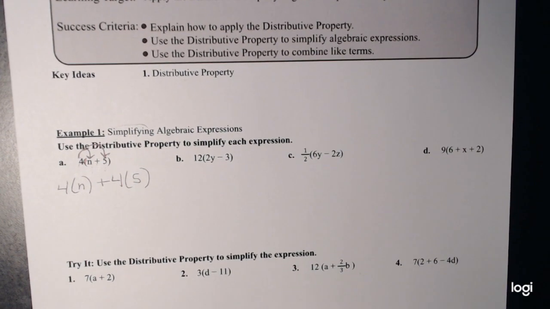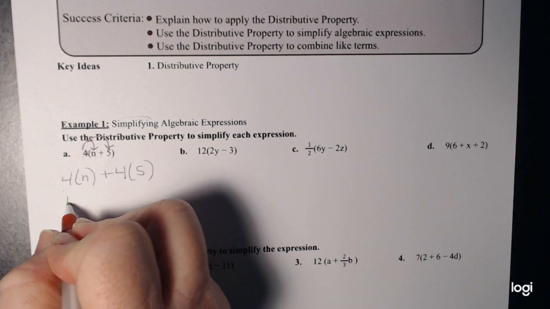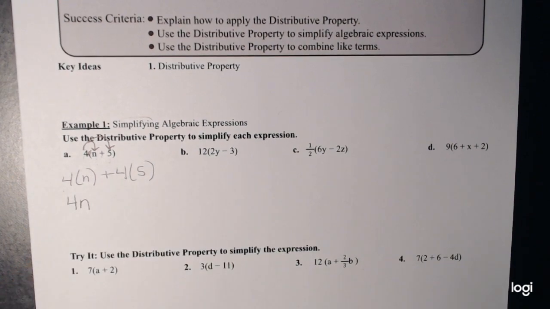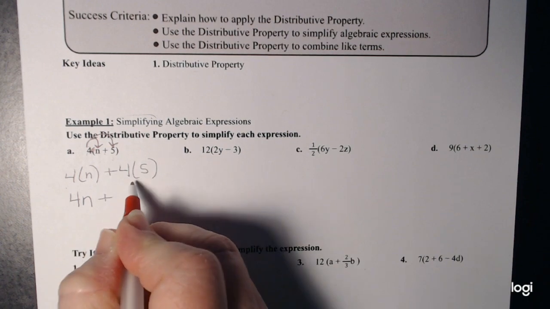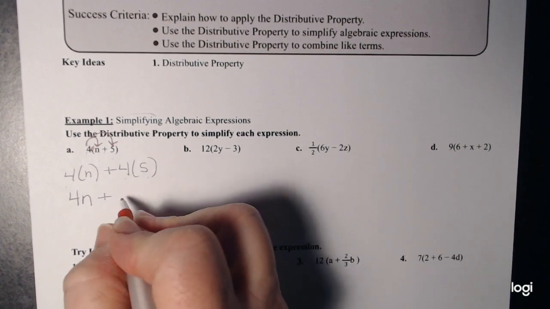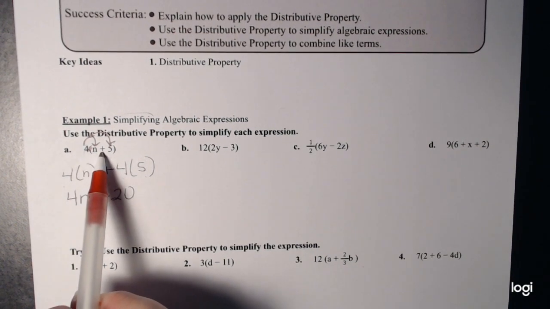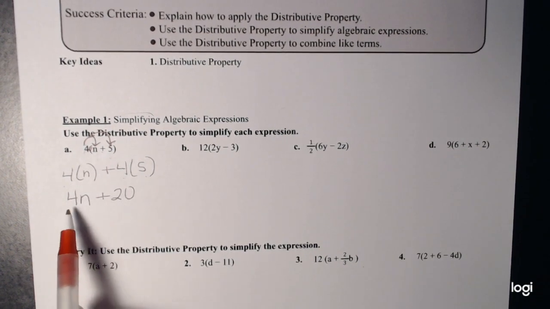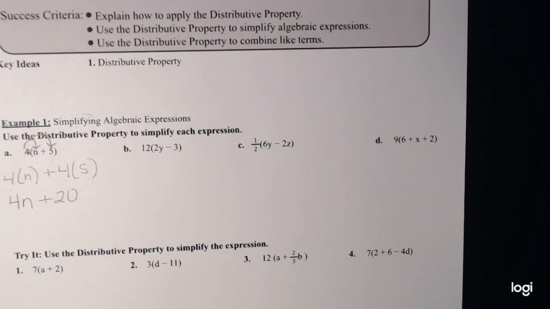Now we're going to see if we can simplify it. Well, 4 times n is basically 4n. We don't know what n is, so we can't simplify that. 4 times 5, well, we can simplify that, it's 20. So we took the distributive property and made a simpler answer, which is 4n plus 20. Okay, let's look at this next one.